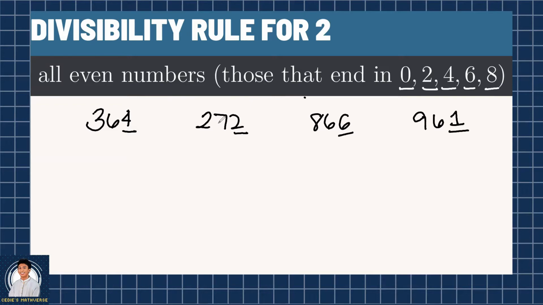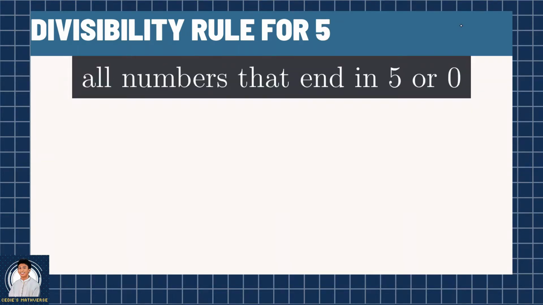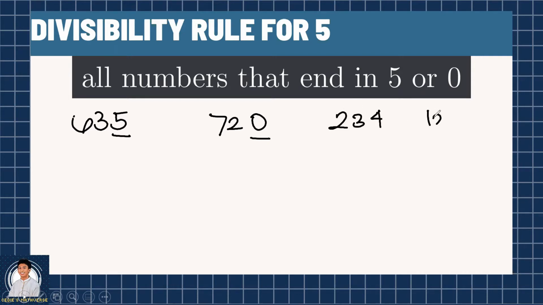The same goes for the next one, the divisibility rule for 5, which states that all numbers divisible by 5 should end in 5 or 0. So another examining of digits rule. For example, 635 is divisible by 5 since it ends in 5. 720 is divisible by 5 since it ends in 0. But numbers like 234 or 1296 are not divisible by 5 since they end in a digit other than 5 or 0.